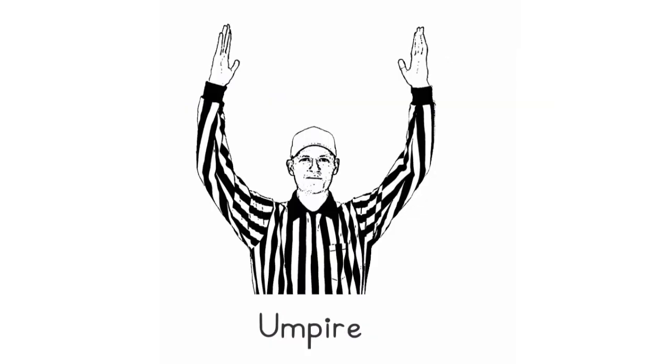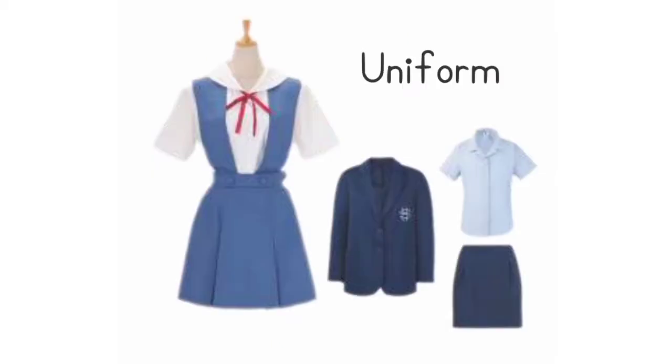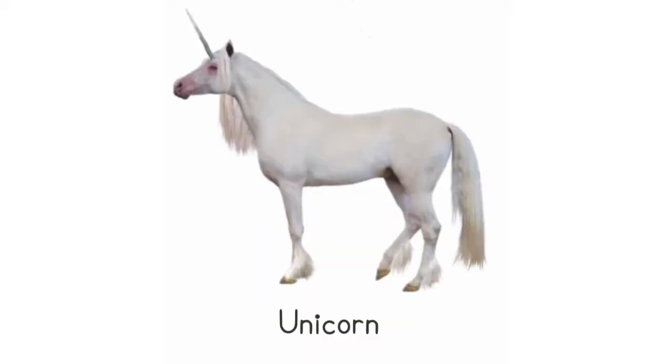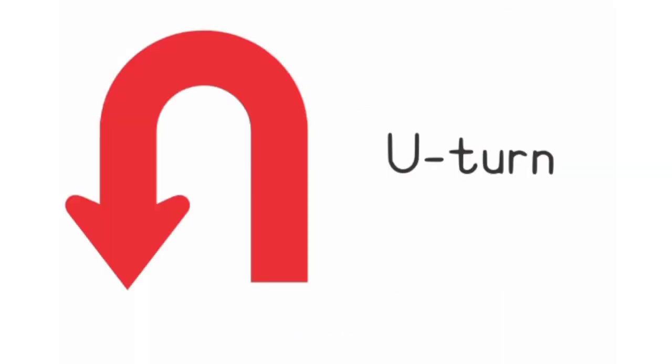U for umpire. U for uniform. U for unicycle. U for unicorn. U for U-turn.